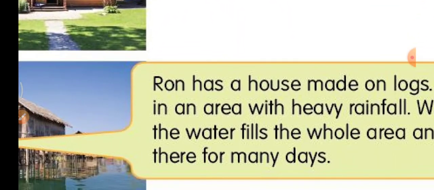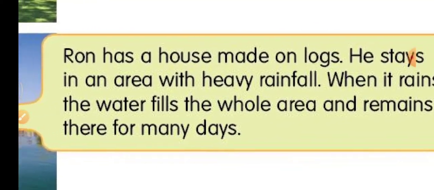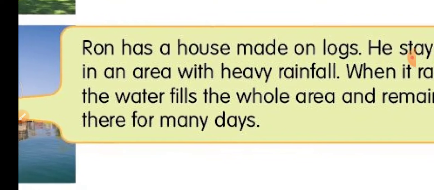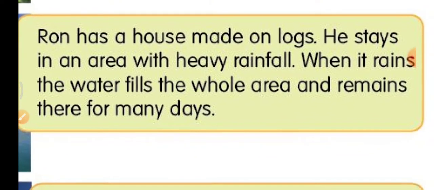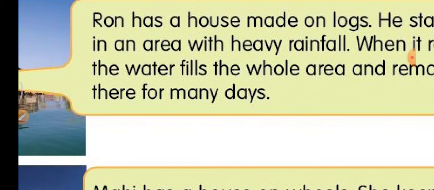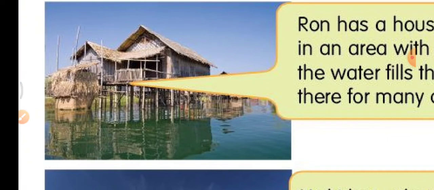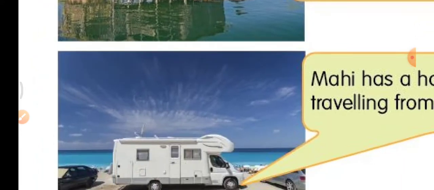So next, Ron has a house made on logs. He stays in an area with heavy rainfall. When it rains, the water fills the whole area and remains there for many days. So, stilt houses are built where there is heavy rain. They are built on the support of these wooden sticks so that the water does not enter the house.